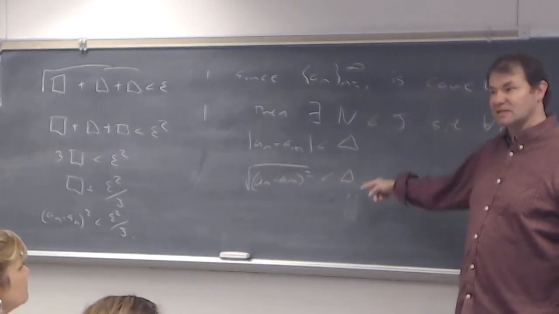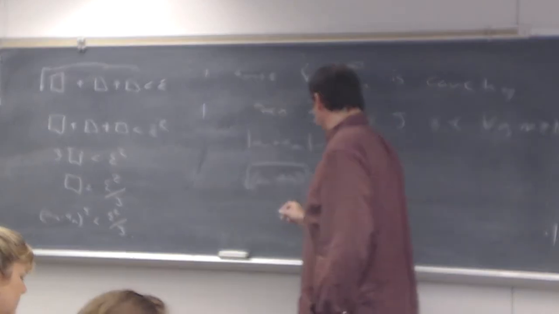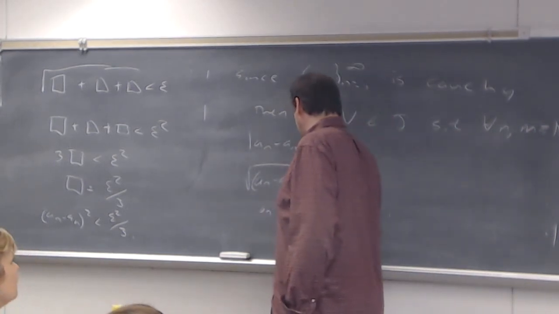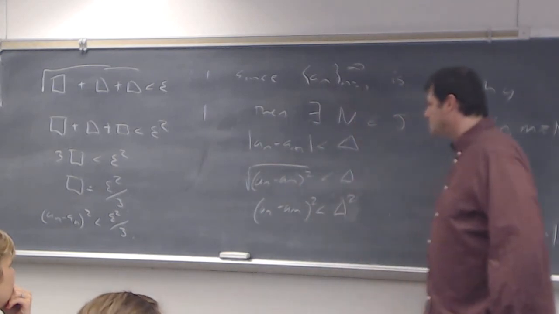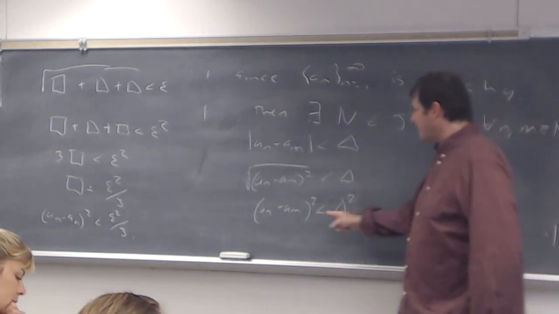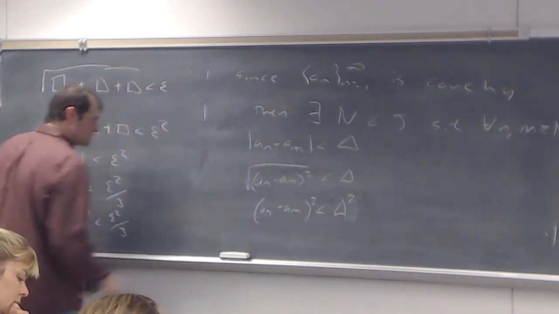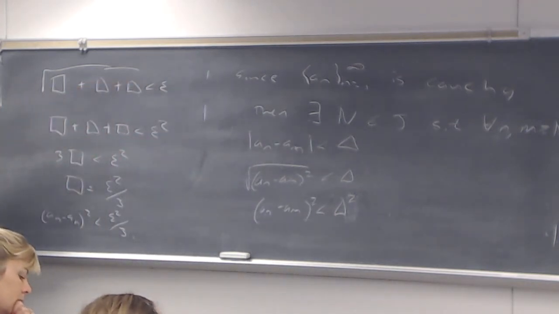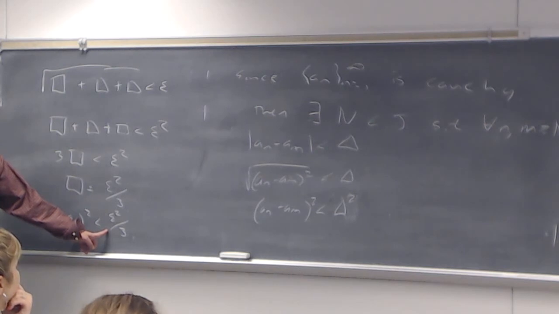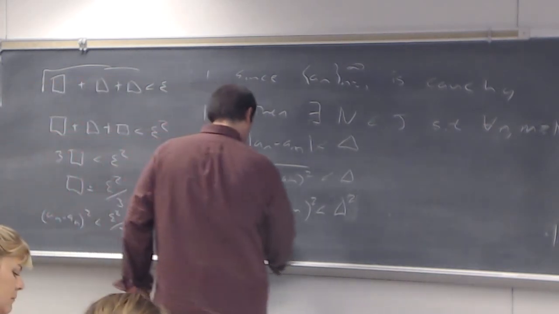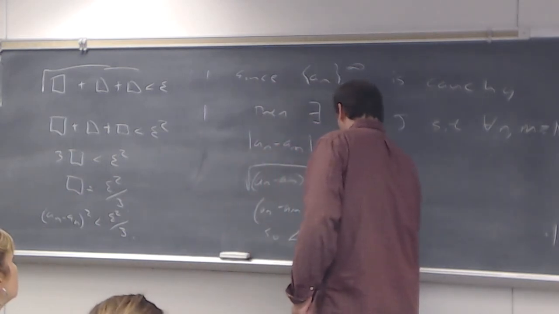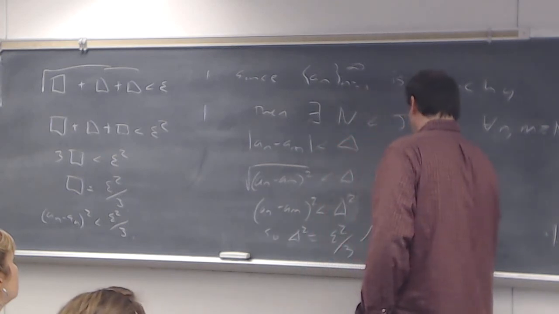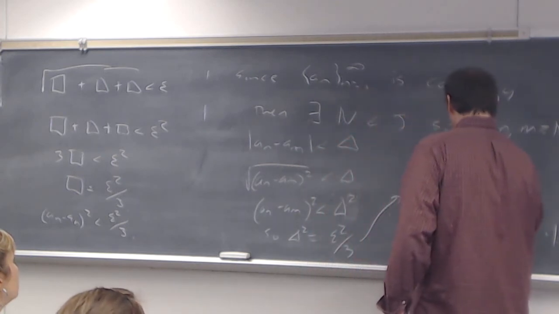To be less than whatever is here. Is that okay? So I can make this less than anything positive. So that means I would have a sub n minus a sub m, to be squared, to be less than delta squared. Okay. Look at this comparison now. What does the delta squared need to be? It needs to be this. So what's the delta? So delta squared needs to be equal to epsilon squared over 3. So delta is epsilon over the square root of 3.